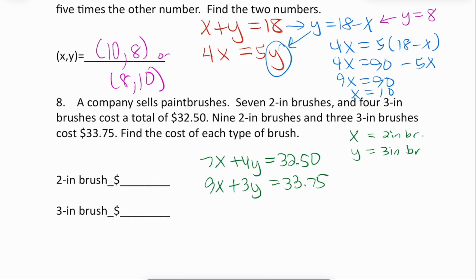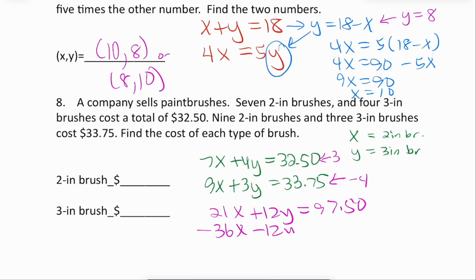Well, that's a system of equations. I am going to use elimination this time. Let's multiply the top one by 3 and the bottom one by -4. My main focus is to turn those into 12 and -12. Now you could use this number, use 63. It's just bigger. So I like to use this one and do 12. So I get 21x plus 12y equals 97.50. And then -36x minus 12y equals -135.